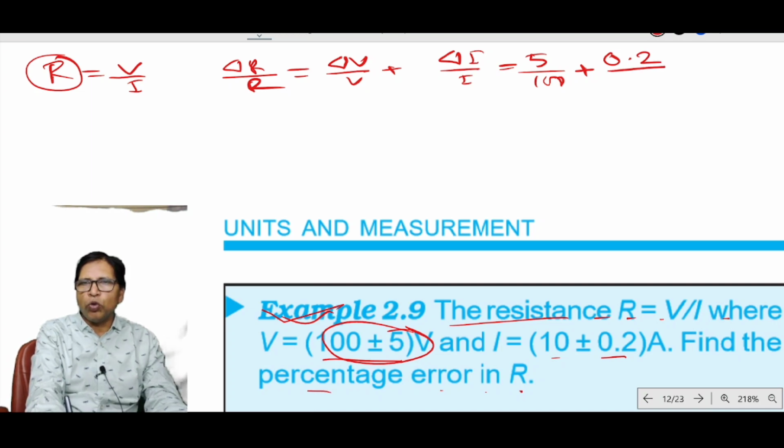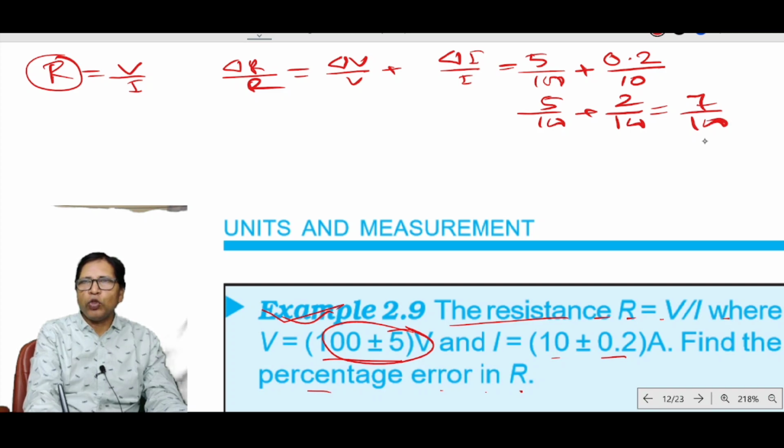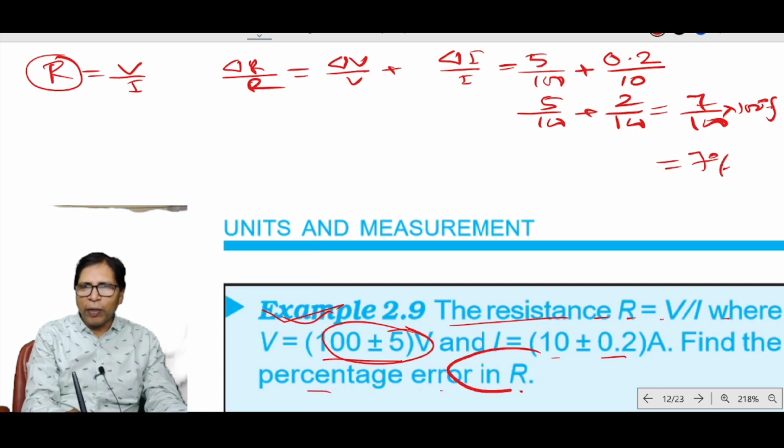0.2 by 10. So here 5 by 100 plus 2 by 100, so this is 7 by 100. For percentage error, this is multiplied by 100, so this is 7%. So the error in measurement of R is 7%.